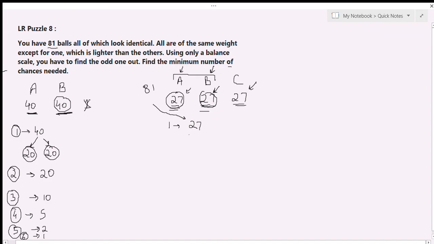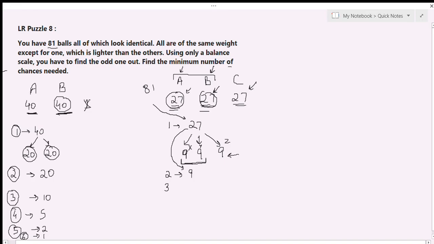Now when I have 27 balls, I'll again divide them into groups of 3 each, that is 9, 9, 9. Let us say this is group X, group Y and group Z. If I put group X and Y on two different sides of the scale and they are equal, then certainly the lightest ball is in the remaining group. Or if these two are not equal, then I'll obviously get to know which group is lighter. Then after the second chance, I am left with 9 balls, which is 1/3 of this.